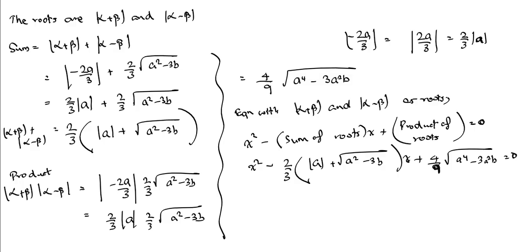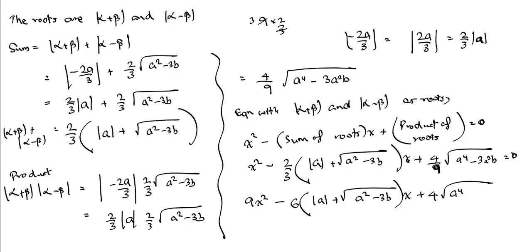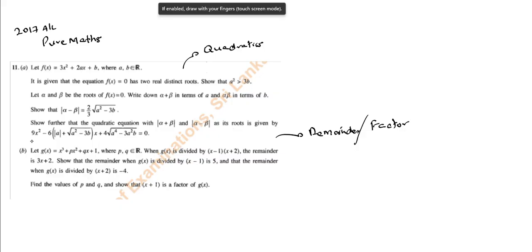Now we don't have to keep this 9 and everything. So what I am going to do is multiply everything by 9. Multiplying by 9, I will get 9x squared minus, 9 into 2 over 3, the 3s cancel off, 3 into 2 is 6, so 6 times modulus of a plus root a squared minus 3b, times x, plus 4 times a to the power 4 minus 3a squared b, equals 0. So this is the answer we get. This is exactly what is in the exam paper. See, this is exactly what we want. This part is done.